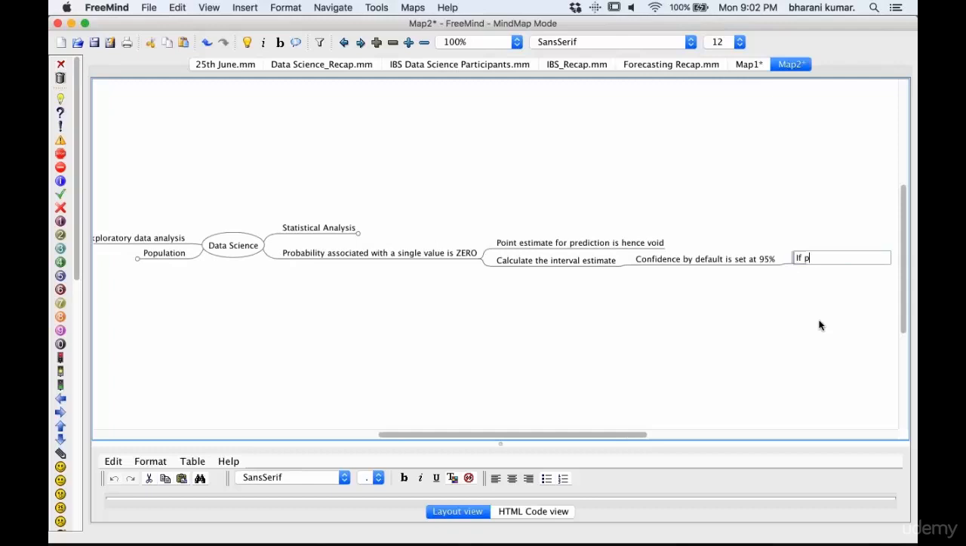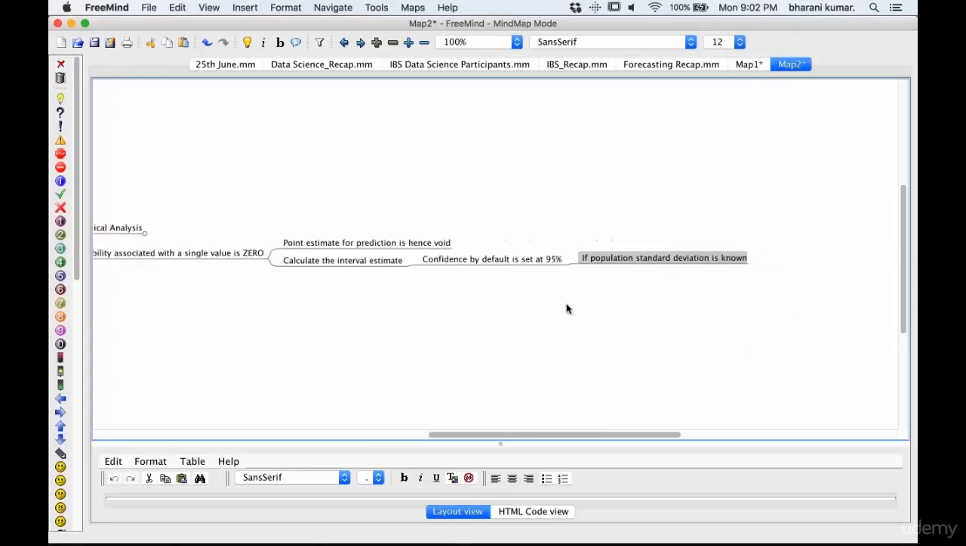If population standard deviation is known, then we resort to Z distribution to calculate the confidence interval. And the formula is X bar plus or minus Z value multiplied by sigma over square root of n.